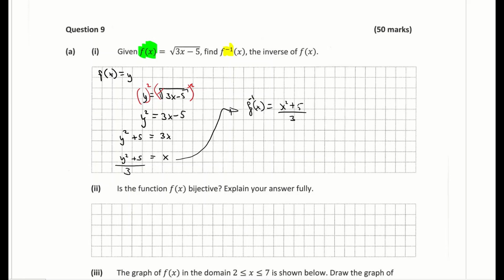And that's part 1. Part 2: is the function f of x bijective, and explain your answer fully. So we'd be saying yes, because by default the inverse exists. So if you want to state the definition of bijective, you can there, but I would say it's just enough to say yes, because the inverse exists.